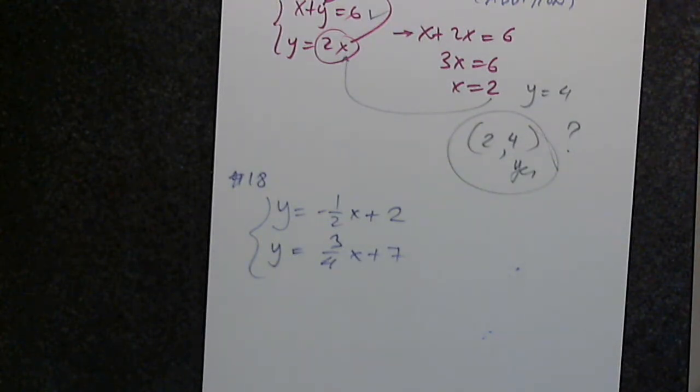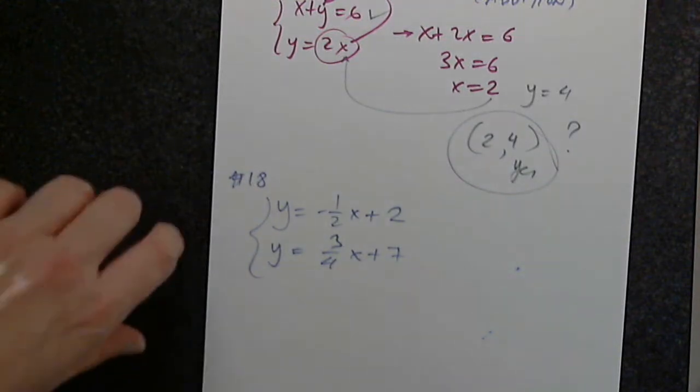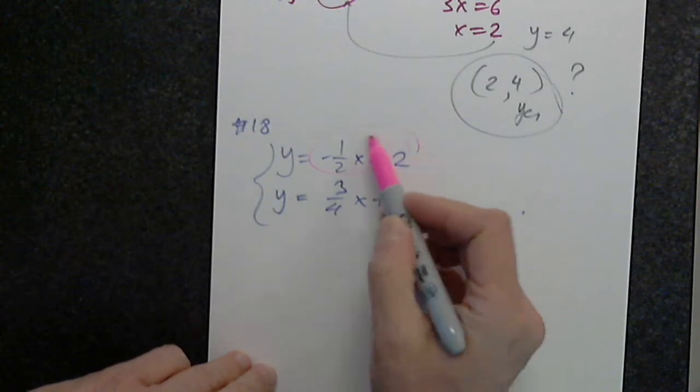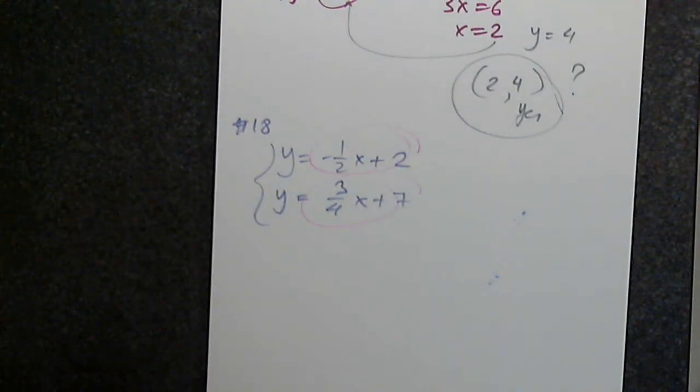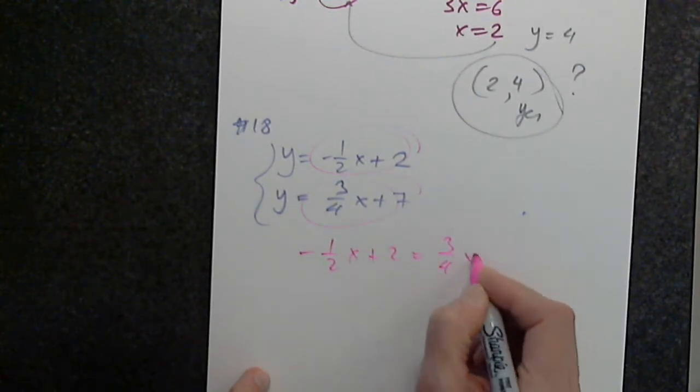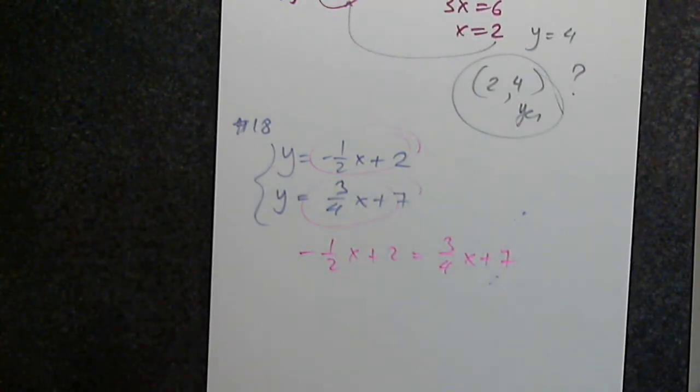It's another typical, or I should say common situation, that doesn't require a lot of work maybe, only because both equations are solved for y, which means this piece must equal this piece. There's no other way, because they're both equal to y. So then negative 1/2 x plus 2 must be 3/4 x plus 7. No question about it.